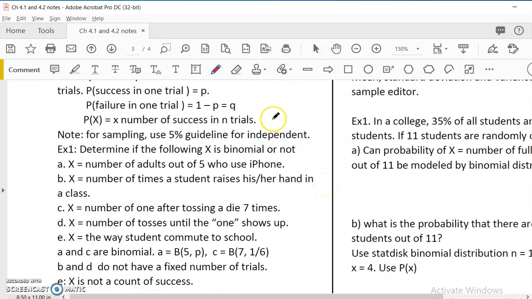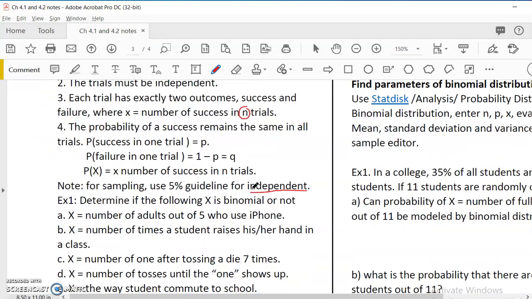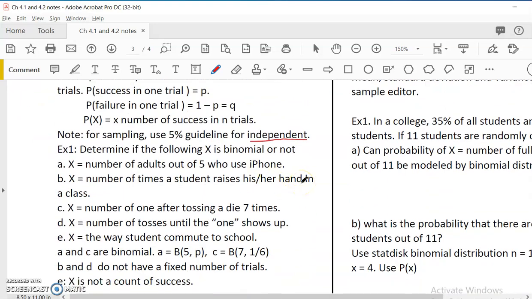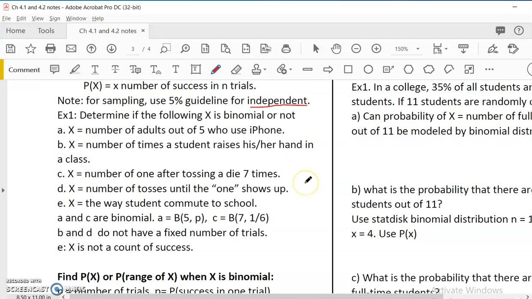A lot of times when we do sampling, it can actually be modeled by binomial, but independence could be difficult if we are sampling without replacement, because the population size all of a sudden becomes smaller and smaller. But for sampling, if our sample size is less than 5% of the population, we can use the 5% guideline to assume independence. So this binomial distribution can be used to calculate the probability of a lot of things, and in particular, it can be used for sampling. So what is the number of a particular thing that happens in a sample?